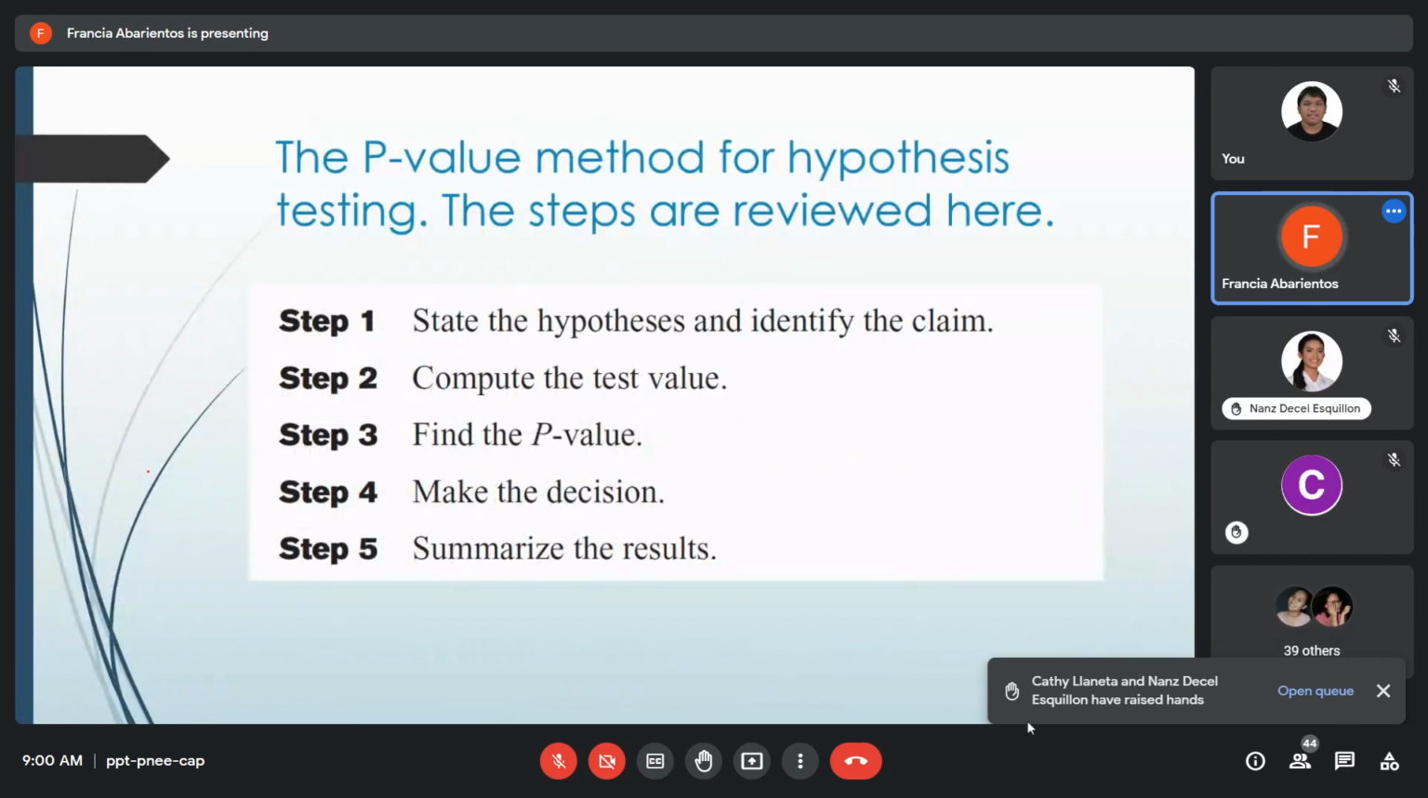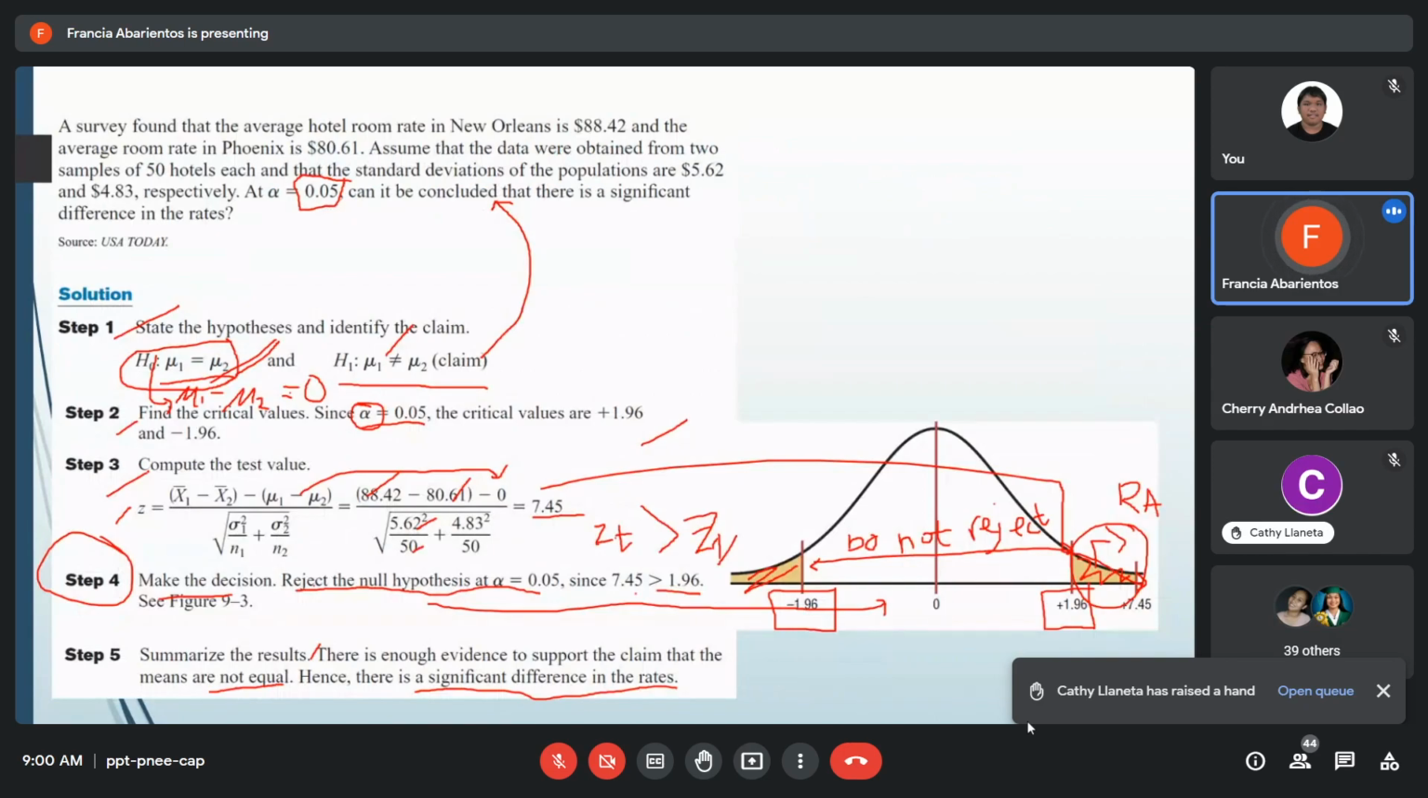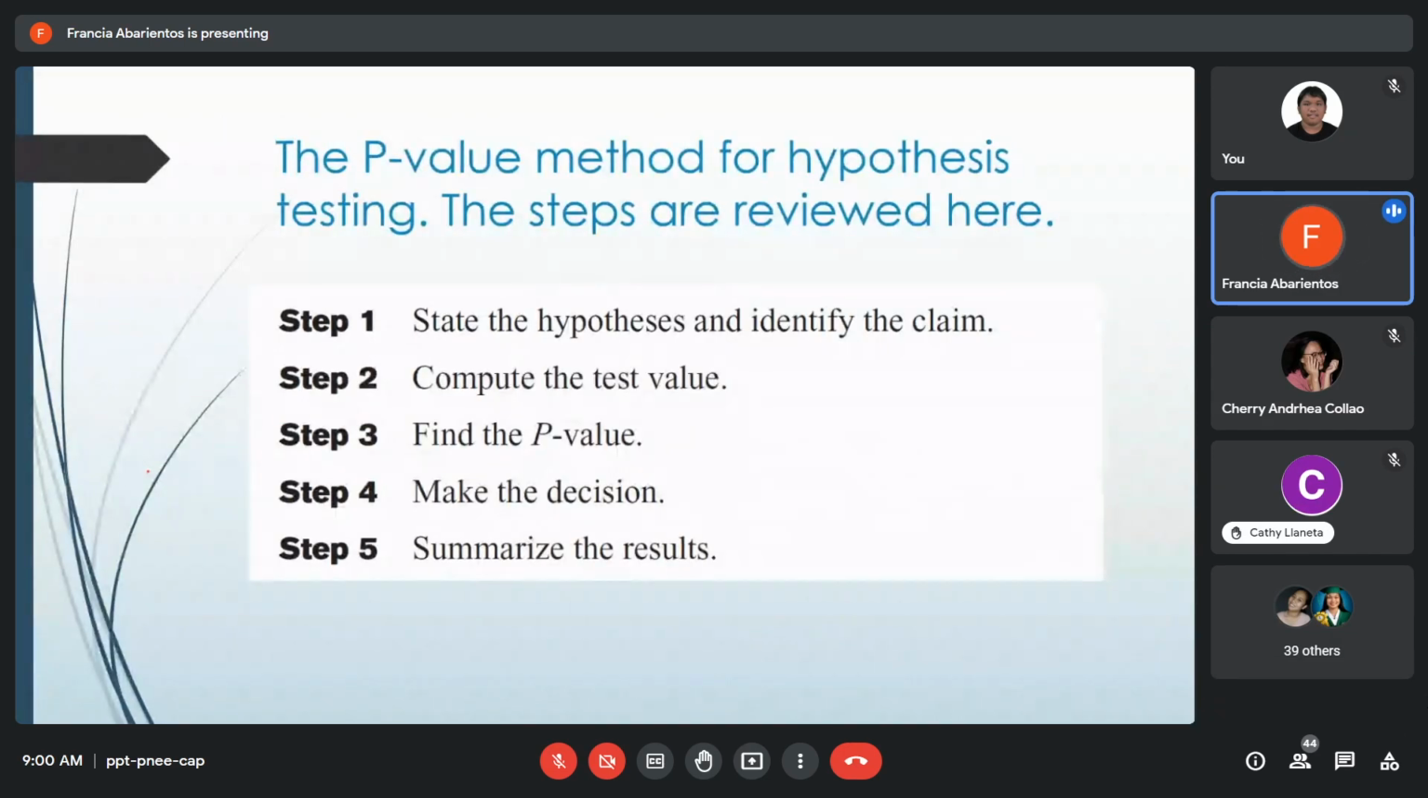Another method, for the z-test, we can also make use of the p-value method. We need to state the hypothesis and identify the claim. It is the same, but the difference is in step 3, where we need to find the p-value. We will keep coming back to the p-value. Okay, so proceed.